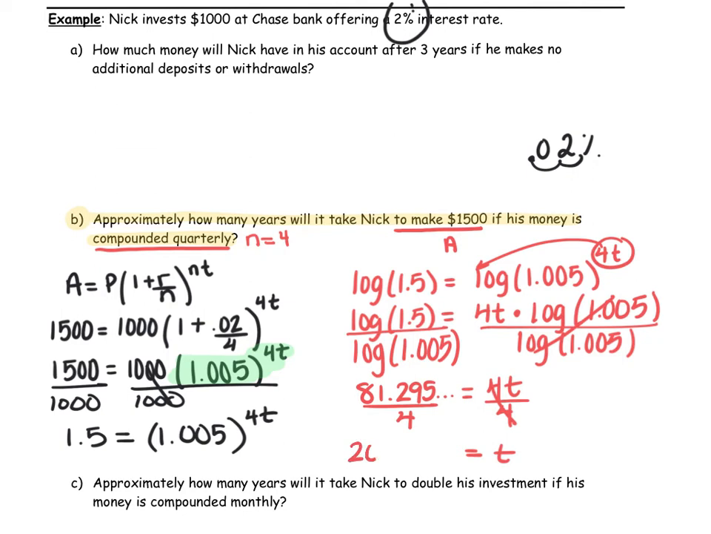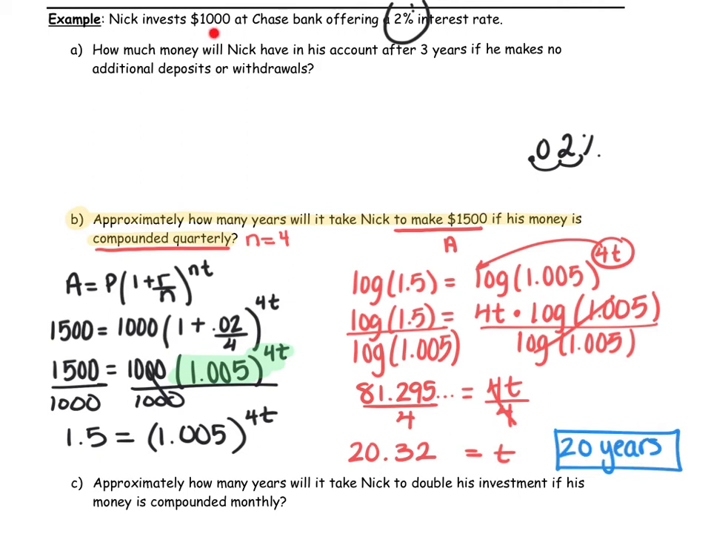Okay, so I got 20.32. Obviously, it goes on forever, but the directions say approximately how many years. So that just means in full years. So approximately 20 years. So again, think about what you just talked about.